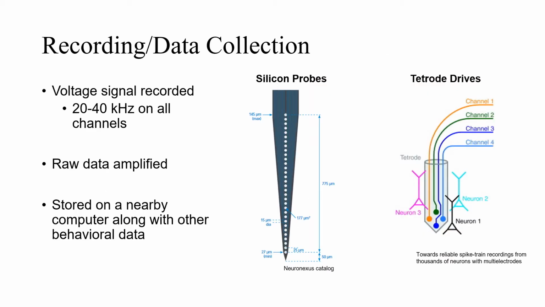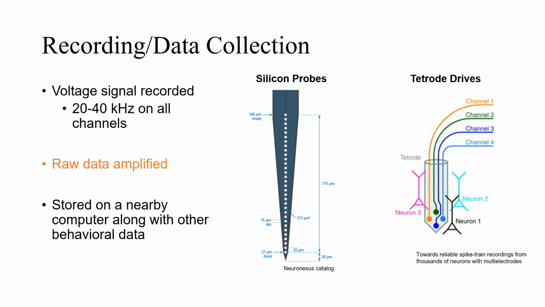Once the animal has recovered from surgery, the animal will be connected to a recording setup. The voltage signal is recorded at a rate of usually 20 to 40 kilohertz, that is 20 to 40,000 samples per second for each channel. Electrode sites can number from several to now many hundreds. For this reason, the size of the data collected is very large, within the gigabyte to terabyte range per experiment.